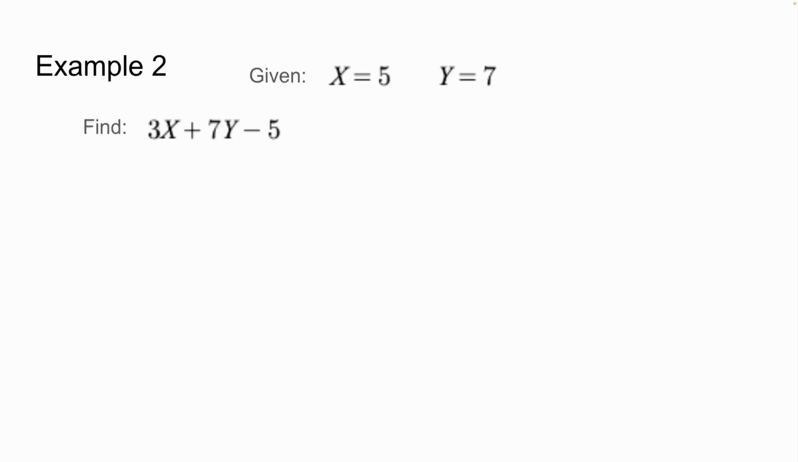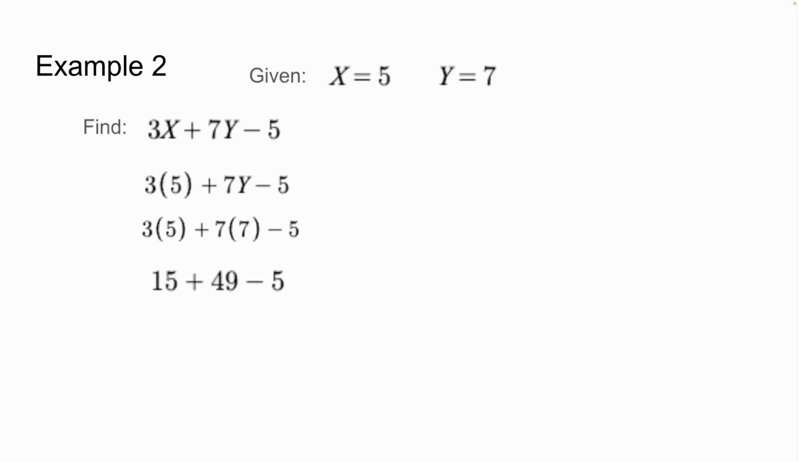Next, if we have multiple variables in an equation, we actually replace all of them at the beginning. So the 3x becomes 3 5s, and the 7y becomes 7 7s. And then again, we can multiply to find 15 plus 49. We add those together, we get 64, and then minus 5 gives us our answer of 59.